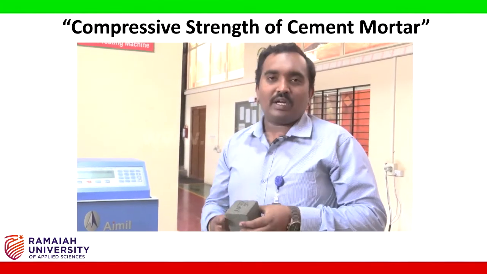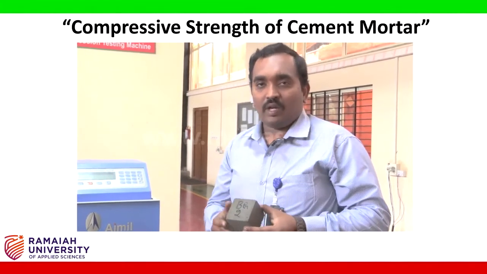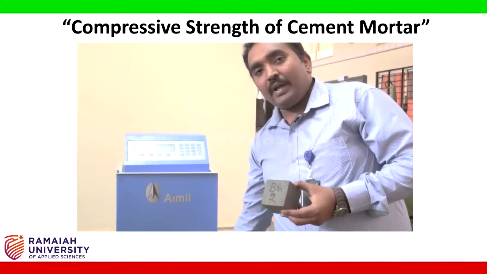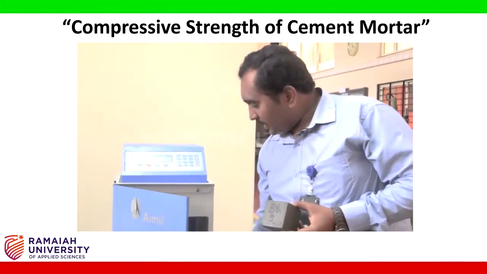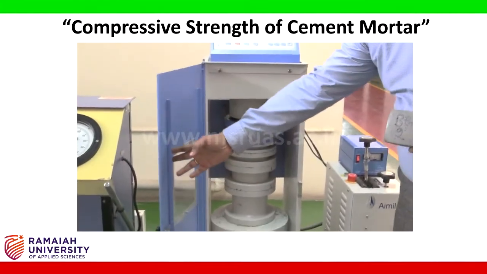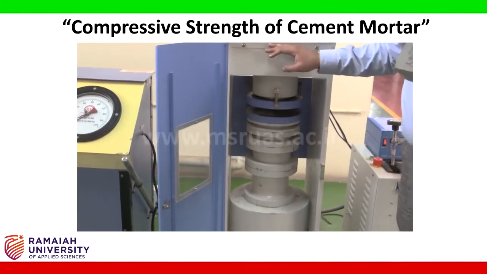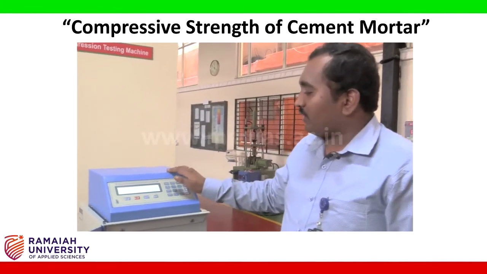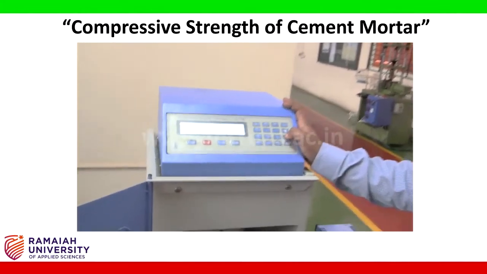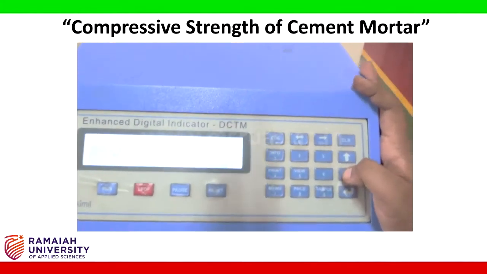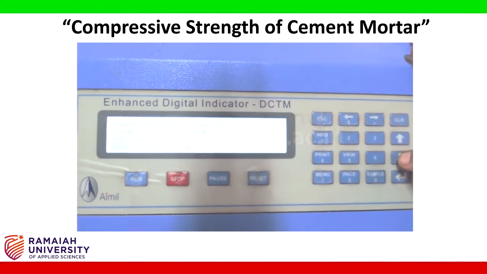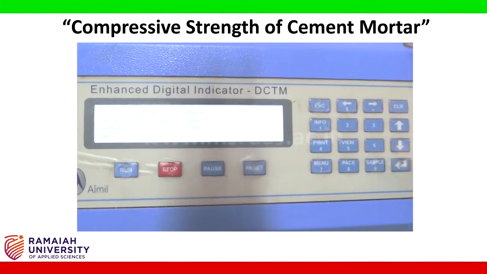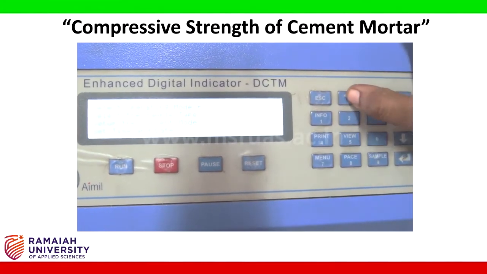We are supposed to do the test for 3 samples to get an accurate result. What we are going to do is apply the compression load to this particular specimen. So this is a compression testing machine. After preparing the specimen, we will go on with the operation of it. What we are going to do is take up the sample type.